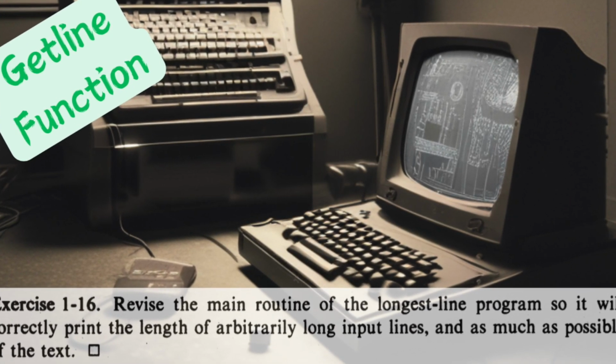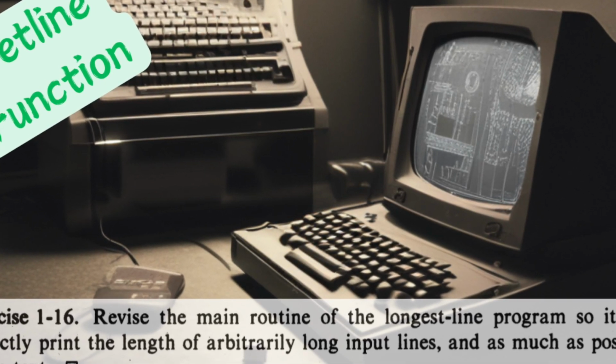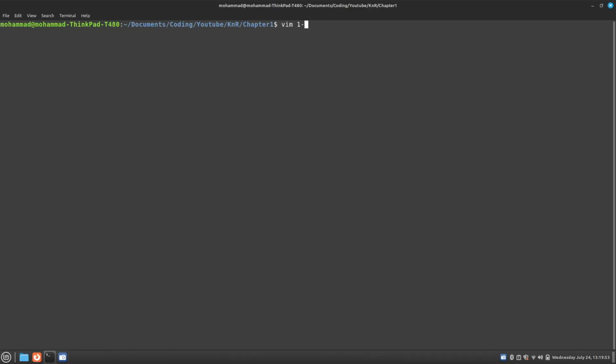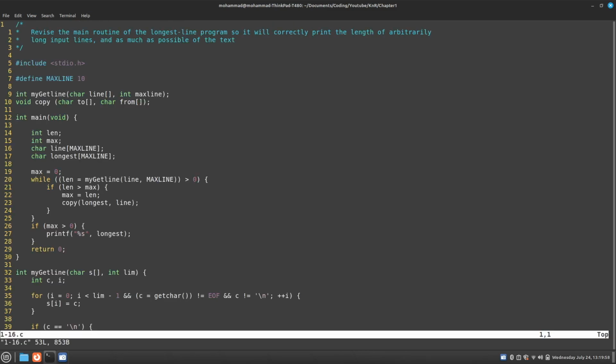In this video, I'll be going through the solution to exercise 1.16 from the C programming language textbook by Brian Kernighan and Dennis Ritchie. Now, exercise 1.16 says to revise the longest line program so it will correctly print the length of arbitrarily long input lines and as much as possible of the text.